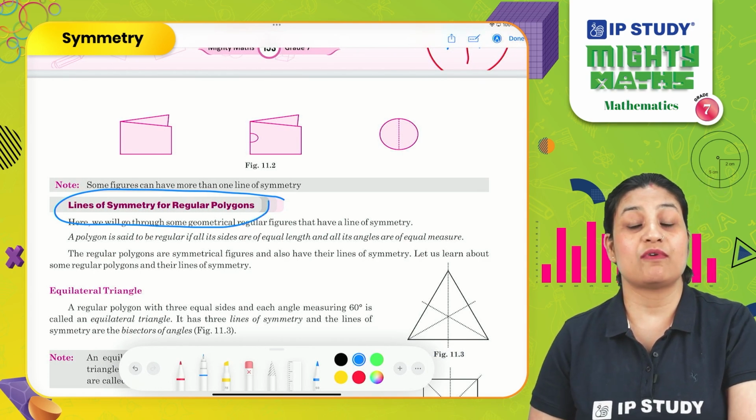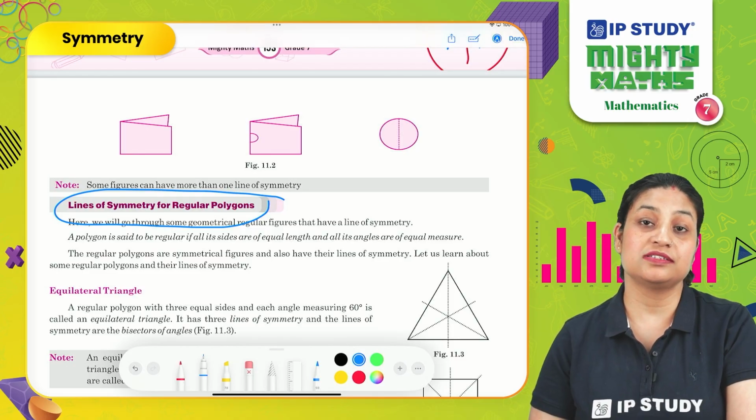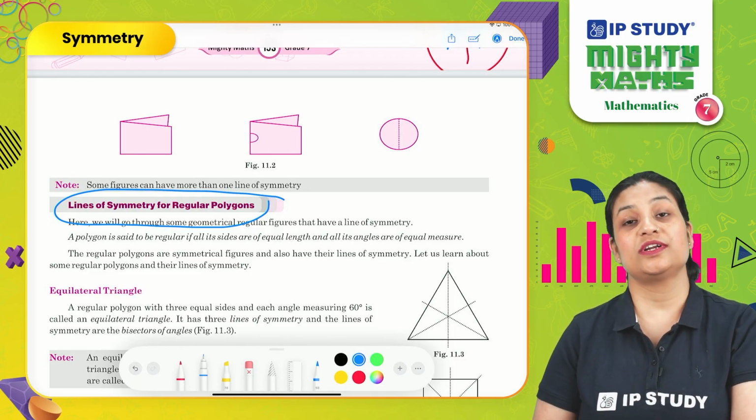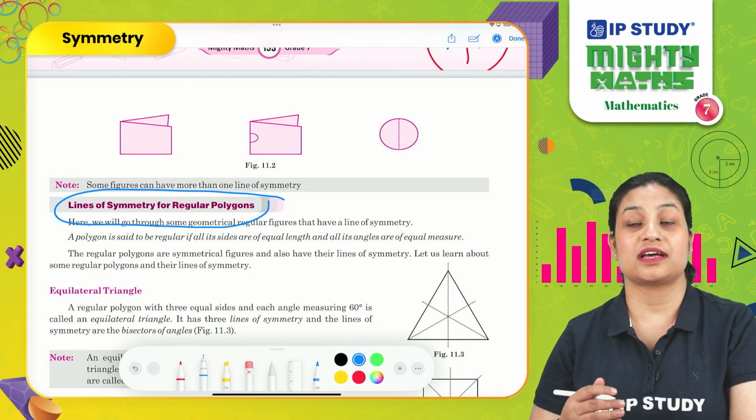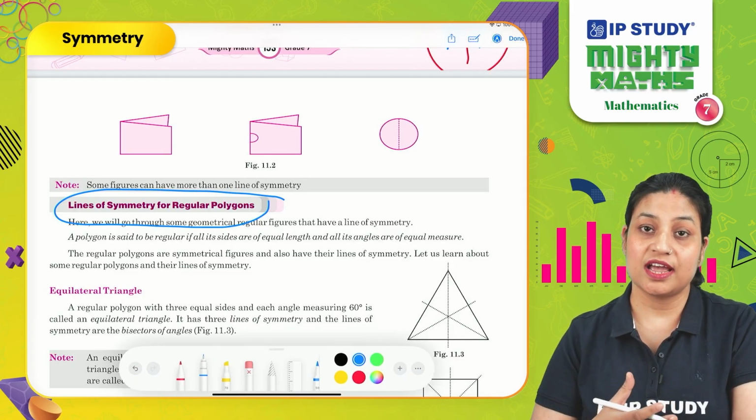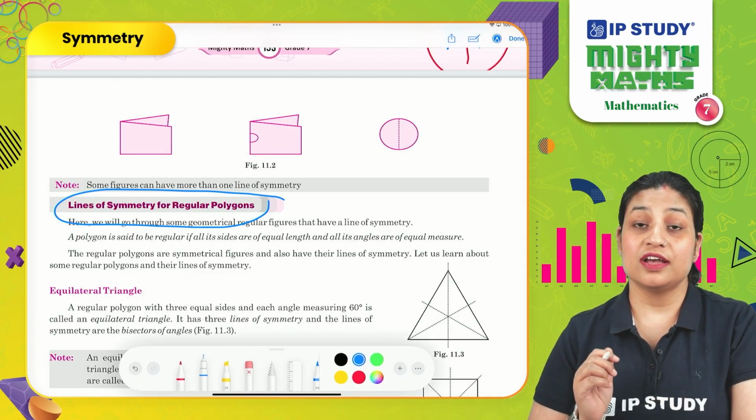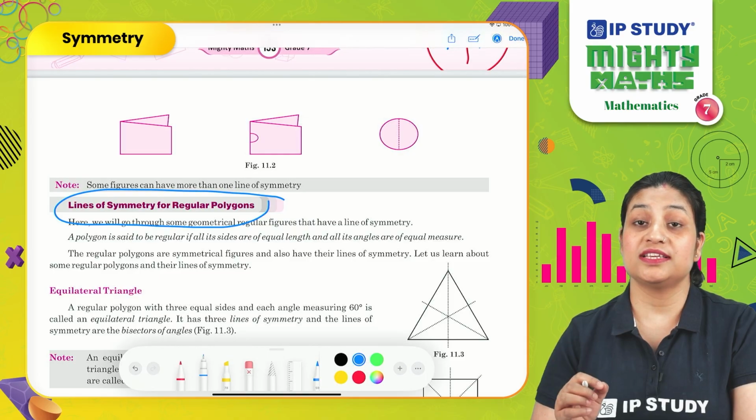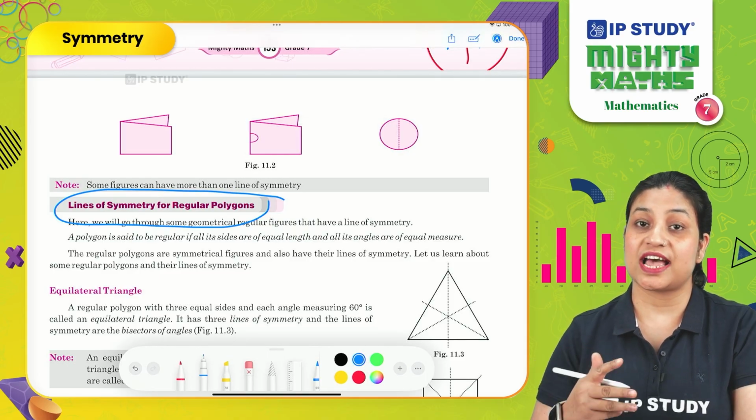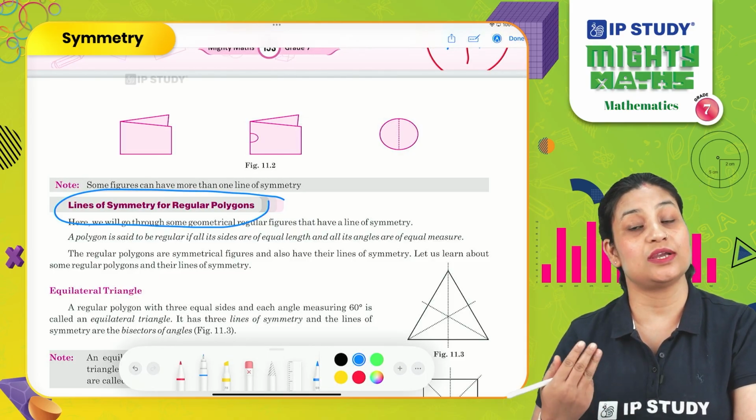So dear student, we have already discussed regular polygons in our previous grade, right? So what are regular polygons? Regular polygons are the polygons having equal sides and equal angles, right? The smallest regular polygon is the equilateral triangle because it has 3 equal sides and 3 equal angles.